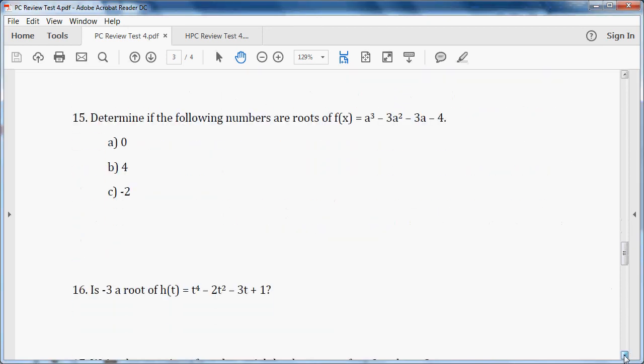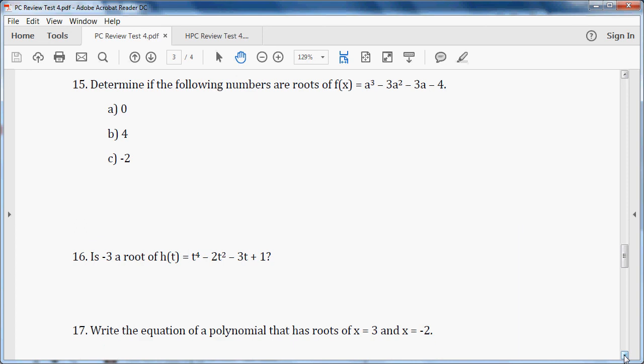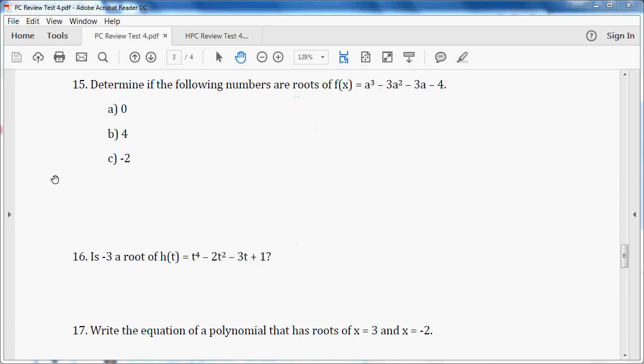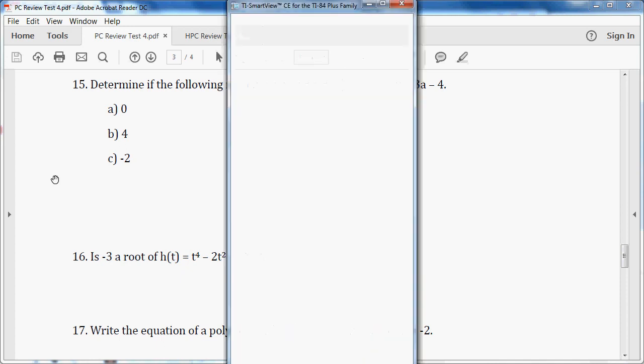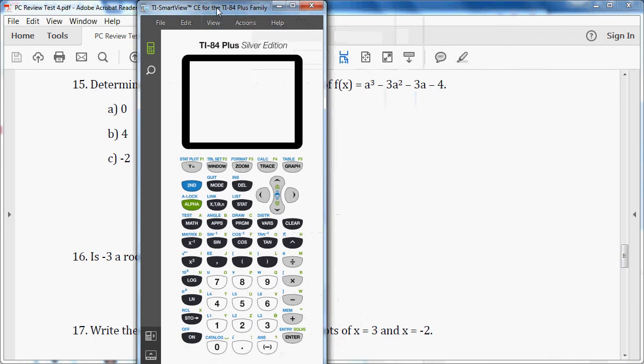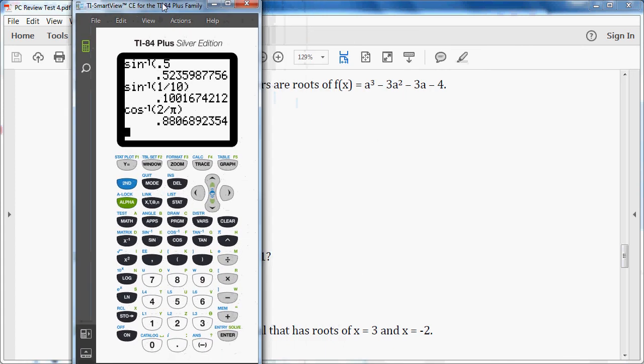Okay, this is number 15 on CP. It is actually number 17 on the honors one. So easiest to do this in the calculator, so I'm going to pull that up. We want to determine if the following numbers are roots of this equation. A number is a root of the equation if when you plug it in, the result is 0. So another word for root is x-intercept or 0 of the equation.